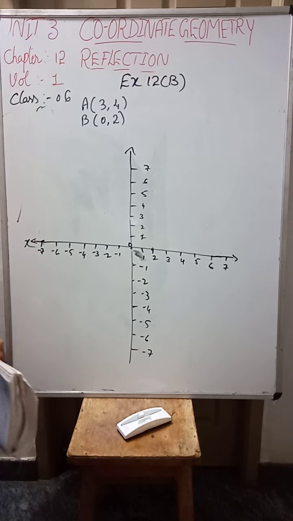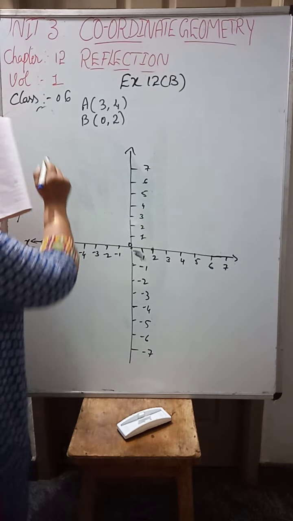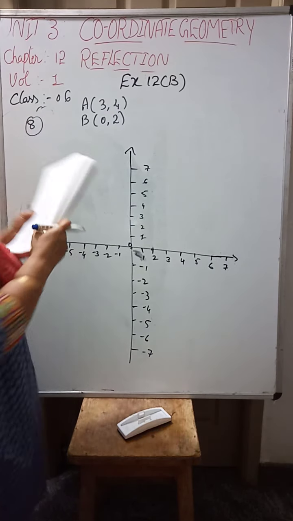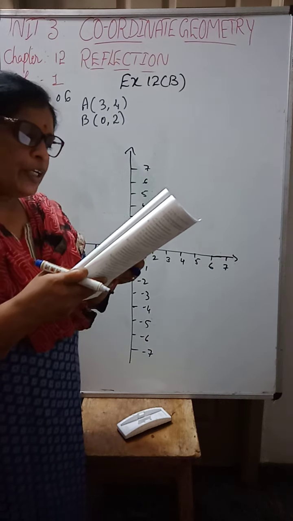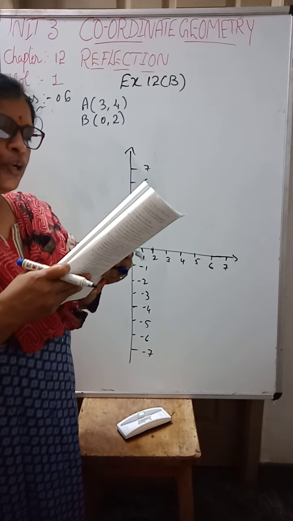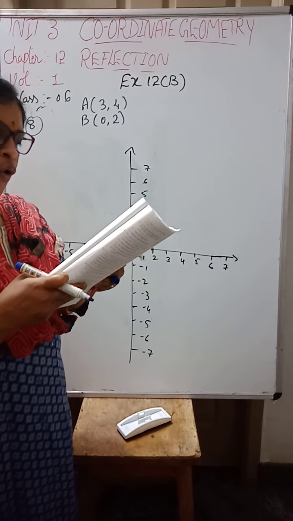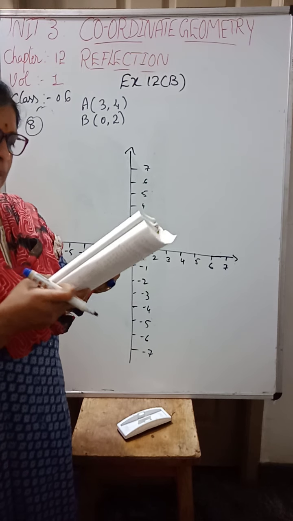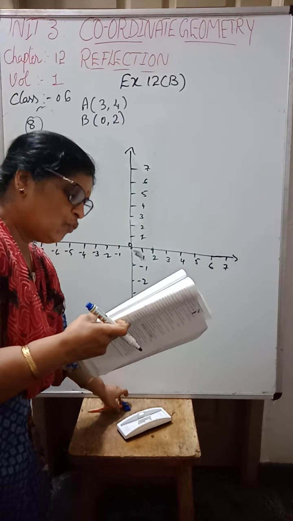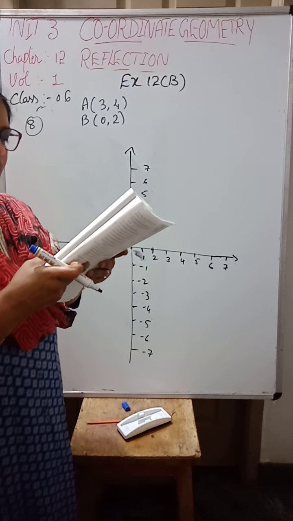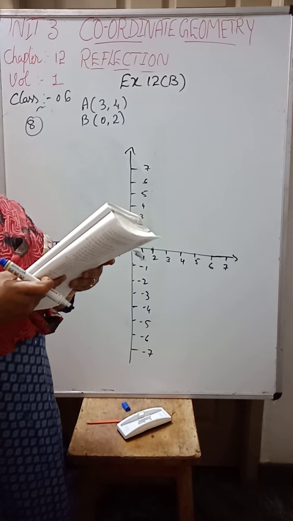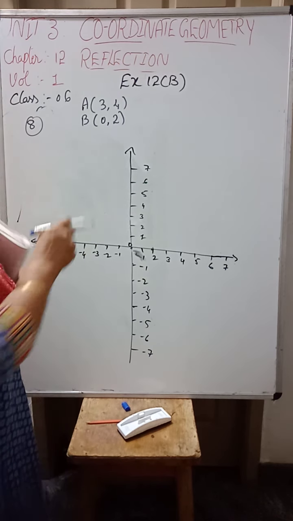Children, now I am with the class 6 and I have selected the 8th problem. The 8th problem says that points A and B have the coordinates (3, 4) and (0, 2) respectively. Find the image A dash of A under the reflection in the x-axis. Now children, A is (3, 4), B is (0, 2).